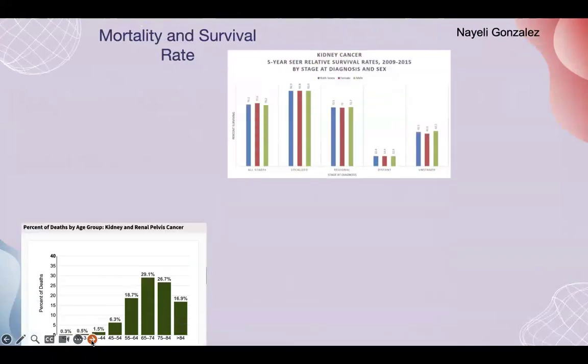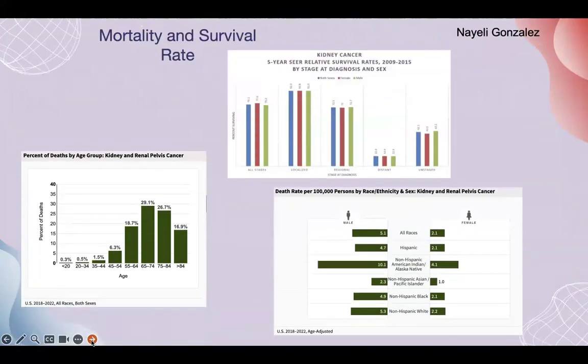Now we're going to look at the mortality and survival rate. As we see, men are typically diagnosed at certain stages at higher rates than females. We also see that at certain ages you're not more likely to get renal cell cancer, whereas at certain ages, from 65 up to 84, we have higher risks. And then from the top right picture, we see that at different stages there are different diagnoses.